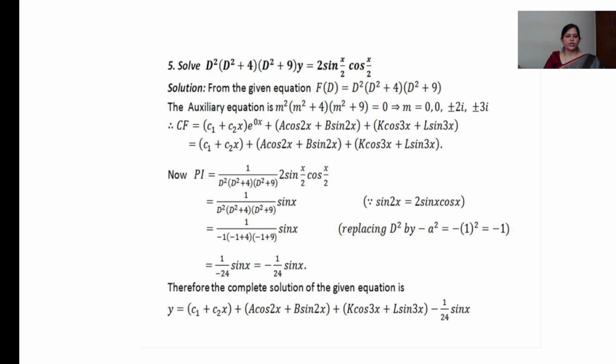Now we go for the complete solution of the given equation. y is equal to CF plus PI, that is, c1 plus c2x plus a cos 2x plus b sin 2x plus k cos 3x plus l sin 3x minus 1 by 24 sin x. So this is the required solution for the given differential equation.